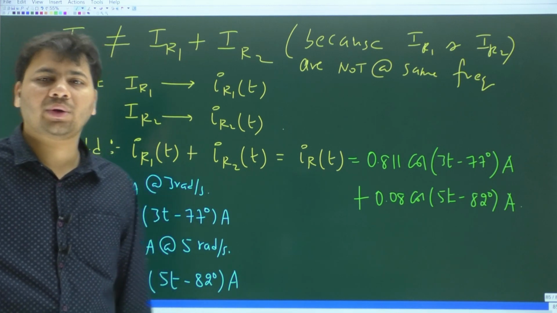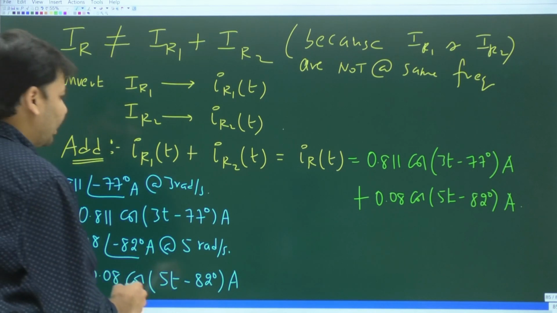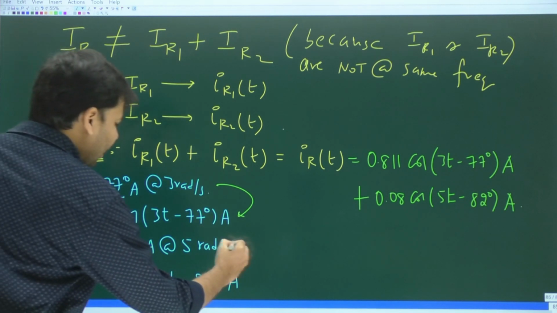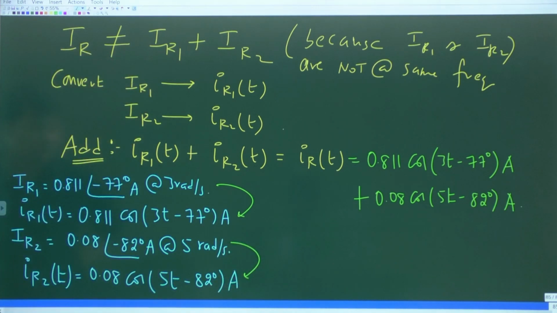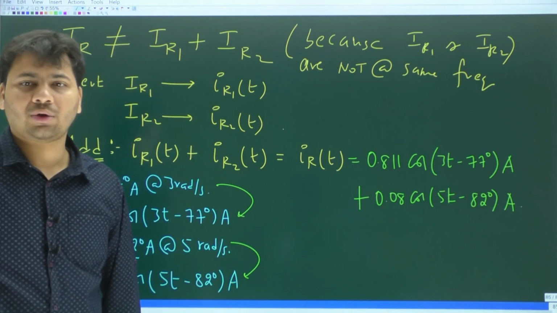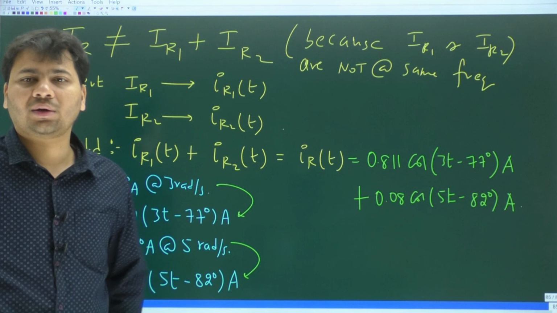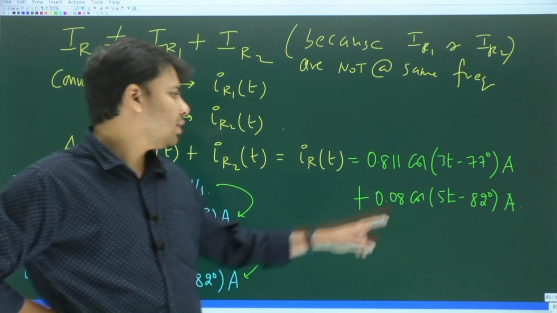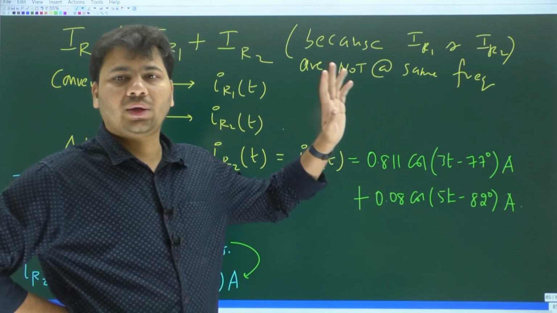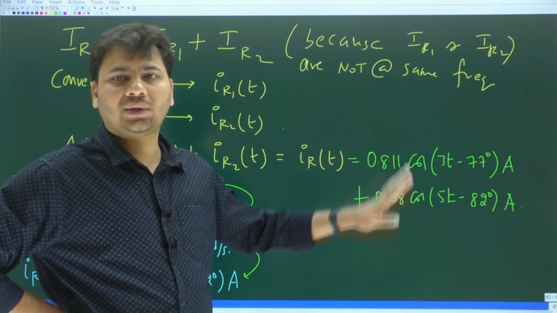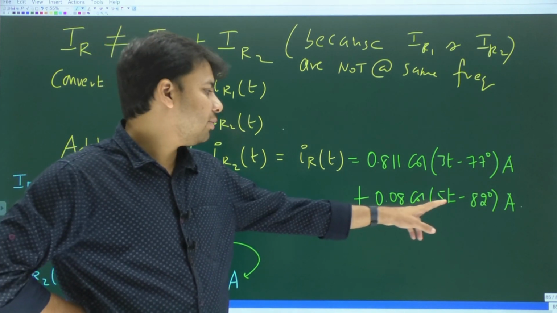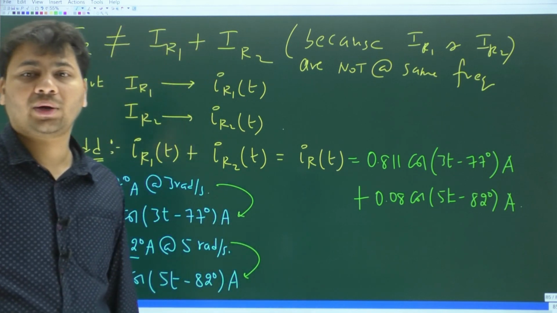Convert each phasor into its time domain representation like this. So capital IR1 converted into what? Small iR1 of t. Capital IR2 also converted into what? Small iR2 of t. Then we added iR1 of t and iR2 of t to get the net current through the 10 ohm resistor. Okay, so this component is due to what? The current source which is at 3 radians per second, whereas this component is due to the current source which is operating at 5 radians per second.